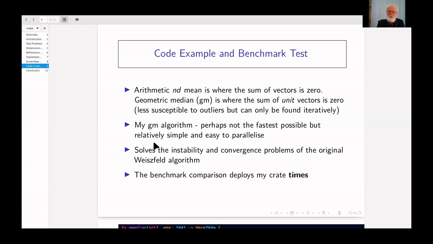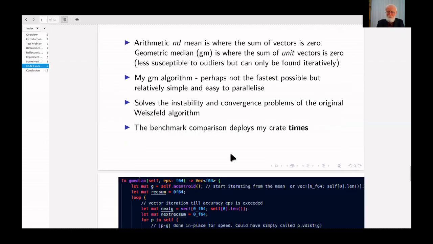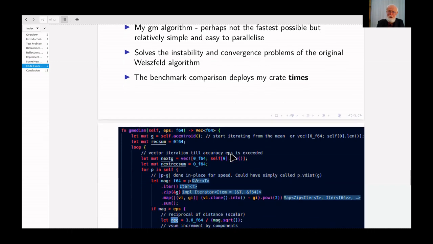So my GM algorithm is perhaps not the fastest known, but it is relatively simple and easy to parallelize. So I've implemented several versions. One is serial, one is parallel, one is incremental, so you can throw in some more points and see how they affect the geometric median. And this actually tells you how important they might be to the learning. So I've solved the instability and convergence problems of the original Weiszfeld algorithm.